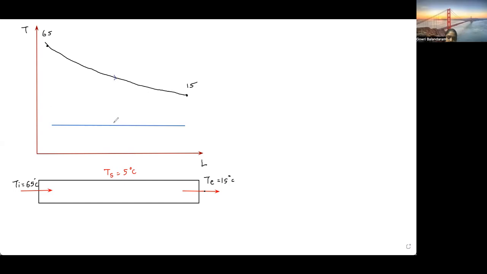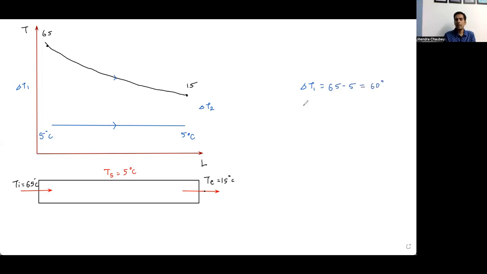So how does this graph help me to solve the question? This graph will be helpful to find delta T1 and delta T2. Delta T1 would be the inlet temperature difference, and delta T2 would be the outlet temperature difference. Delta T1 can be taken as 65 minus 5, equal to 60 degrees Celsius. Delta T2 can be taken as 15 minus 5, equal to 10 degrees Celsius.